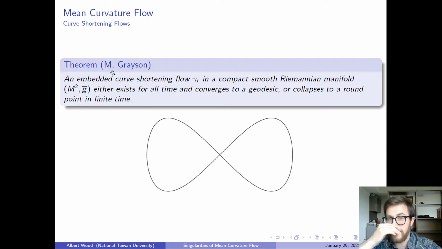Note this theorem is about embedded curve shortening flows. If you have an immersed curve, like this figure 8 here, then this does not collapse to a round point in finite time. Instead, it forms a different kind of singularity, which we'll expand on more later.